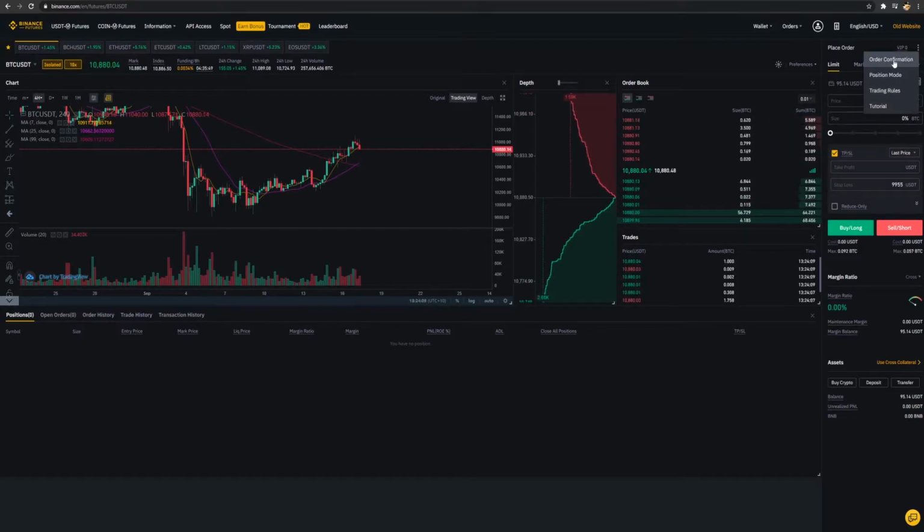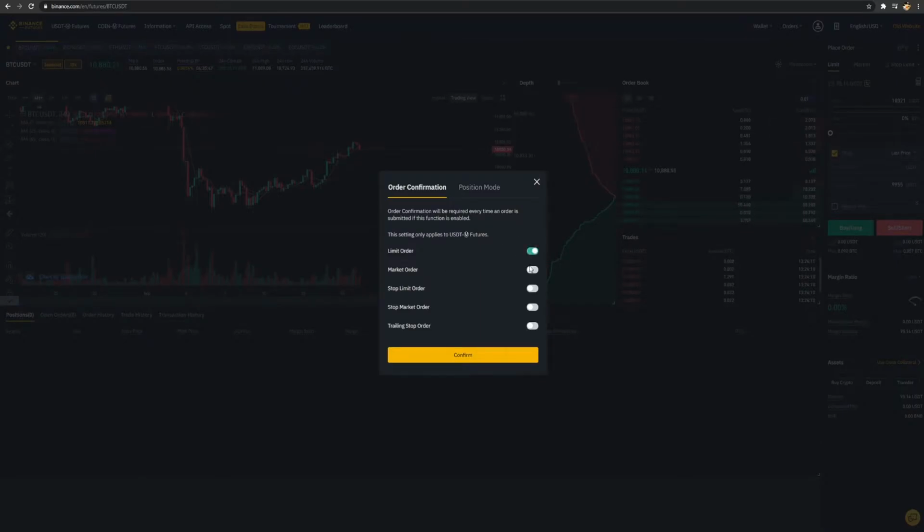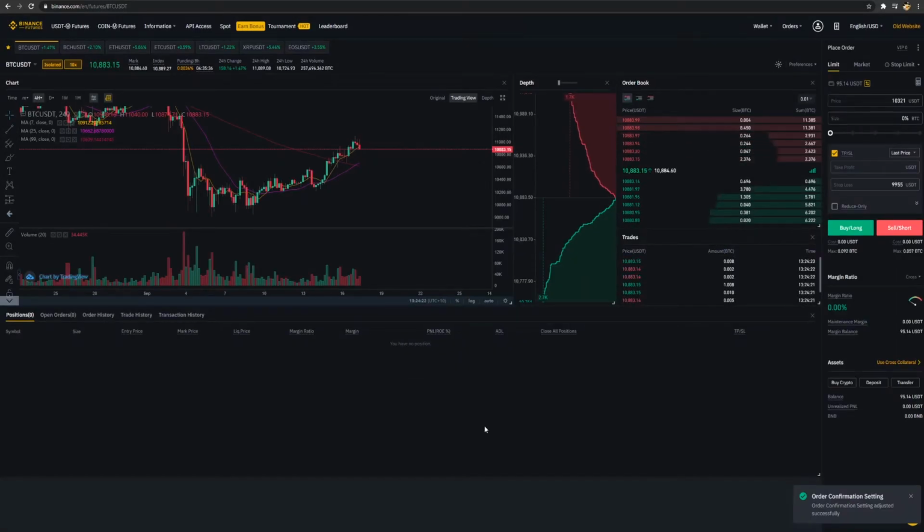Again, order confirmation, top right-hand corner. We want to have the order confirmations on, so we can double check the position sizes that we're going to be using for each trade. So we're going to have that on.